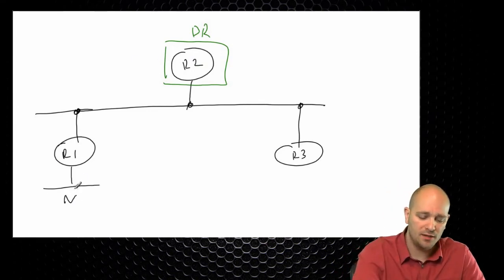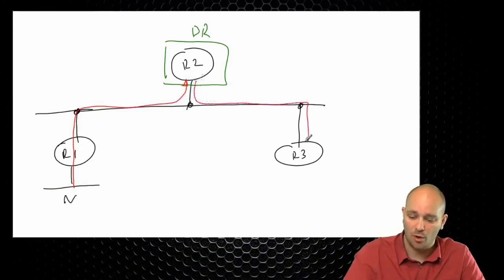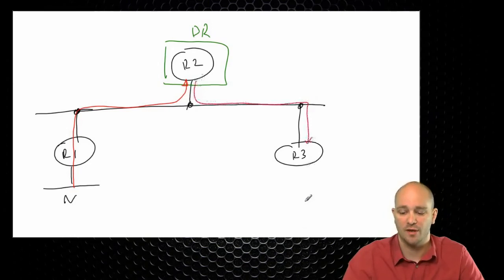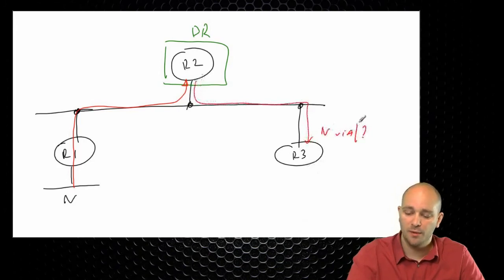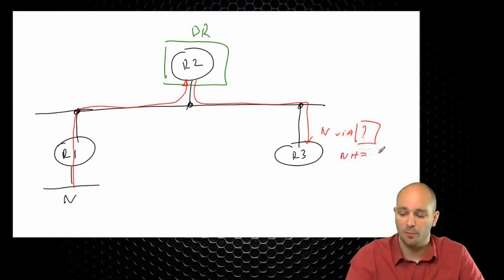Now, when network N is advertised in OSPF, we know that R1 will actually advertise it to R2, and R2 will somehow advertise this network to R3. So R3 is now going to have a network, but what is going to be the next hop for this route? What is going to be the next hop? Is it going to be R2 or is it going to be R1?